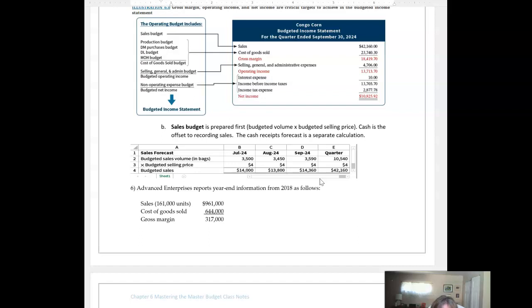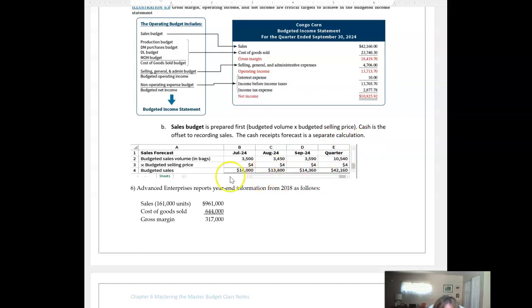So we have a sales budget here that's budgeted volume times budgeted selling price. Okay, so let's see, cash sales. Yeah, so we can just make the debit to cash. Cash receipts forecast, though, is a separate calculation. These are not cash receipts, okay?